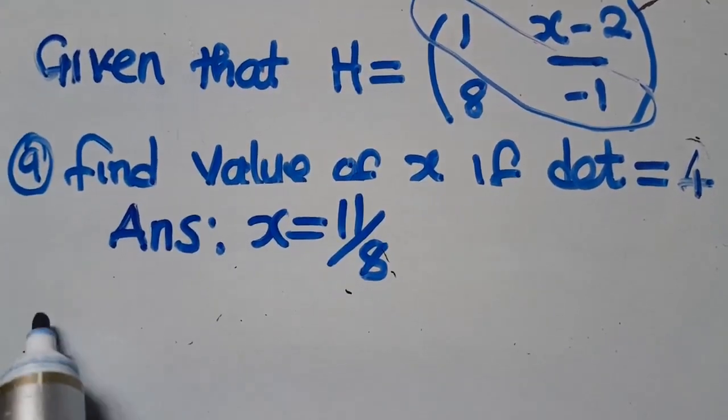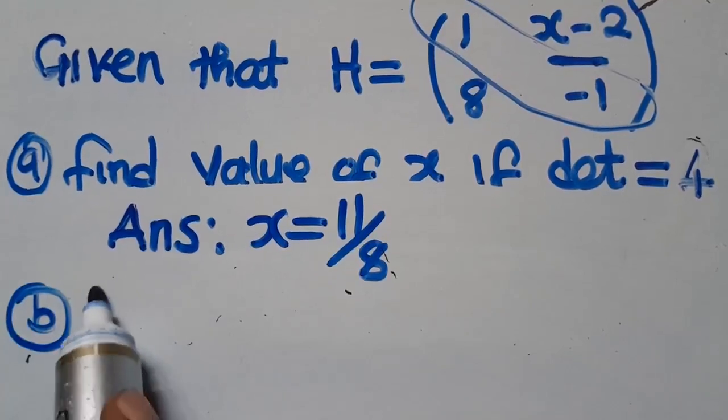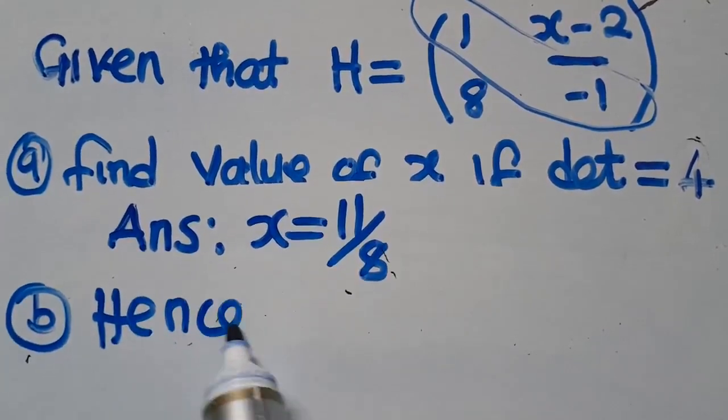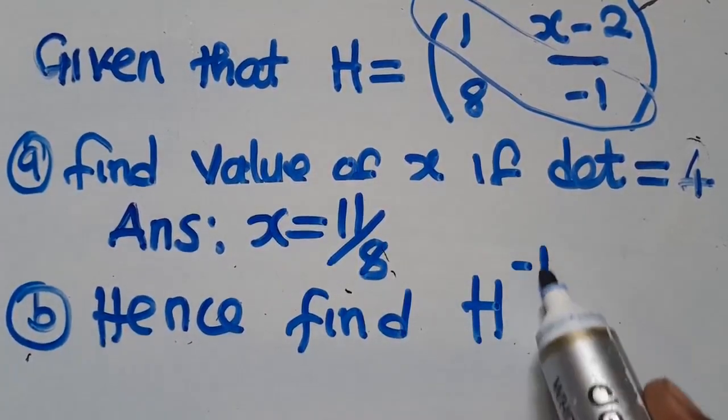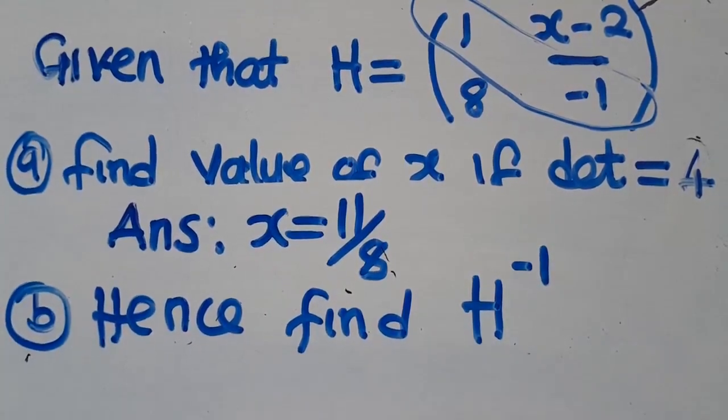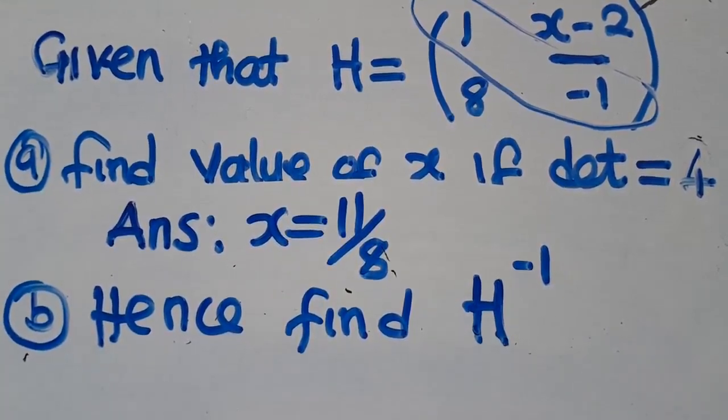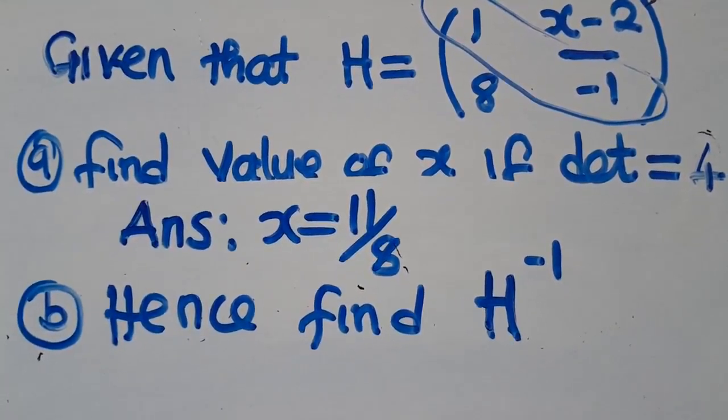The next question was telling us to find, hence, find h to the power negative 1. Just the same as inverse. You are told to find the inverse of h. How can you go about that? How can you answer such a question? So this is what we are going to do. Everything that I'm going to do here, that's how you are supposed to answer it.